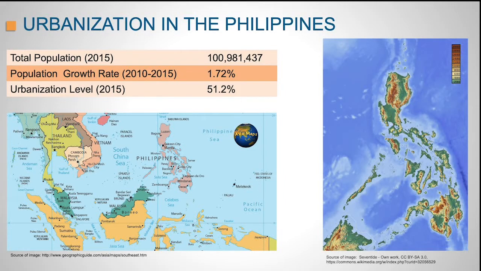The average annual growth rate for the period 2010 to 2015 is 1.72%. This population growth rate is lower than the 1.90% growth rate for 2000 to 2010. Over the years, the Philippines has made real progress in slowing its population growth rate from 2.36% in 1995 to 2000 to 2.04% in 2000 to 2007. The Philippine population growth rate of 1.72%, however, is still one of the fastest in the world.